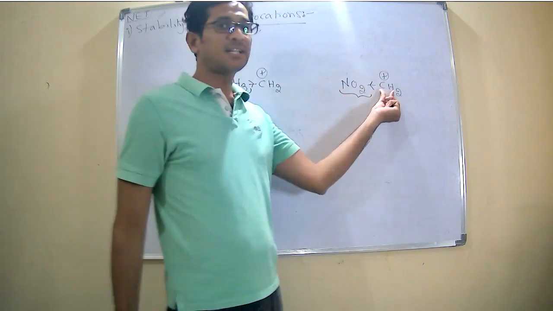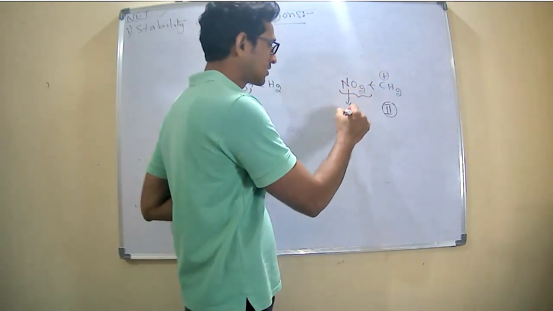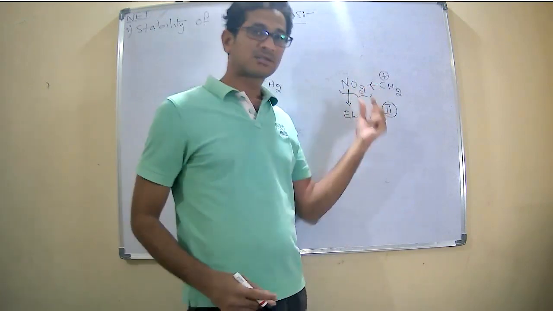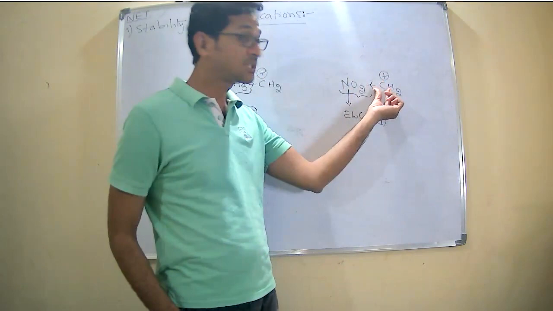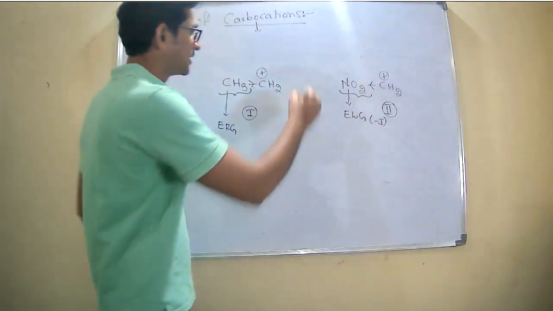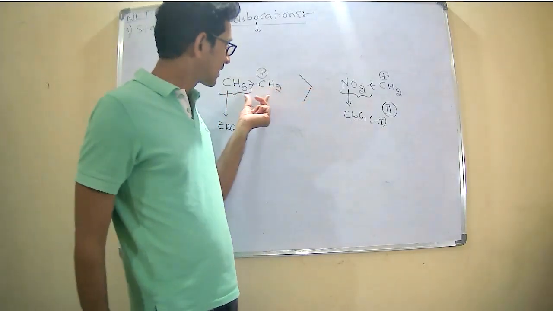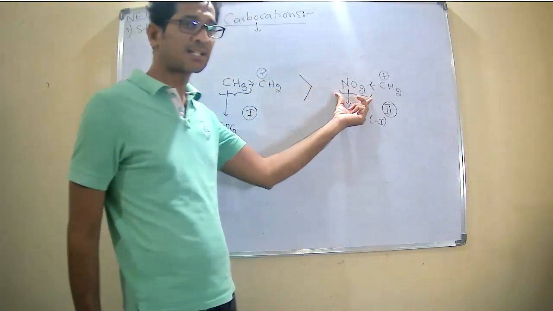Actually, it is already deficient, and the nitro group withdraws because the nitro group is an electron withdrawing group, that is, minus inductive effect. Again, it withdraws electrons from the CH2 plus, which is then destabilized. Therefore, here compound 1 is more stable. The carbocation 1 is more stable than the carbocation 2, right?